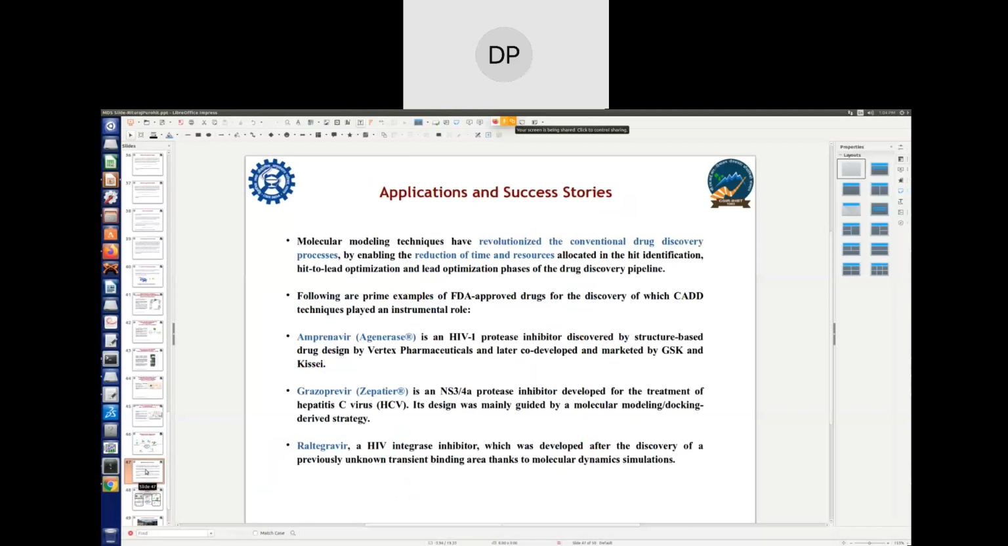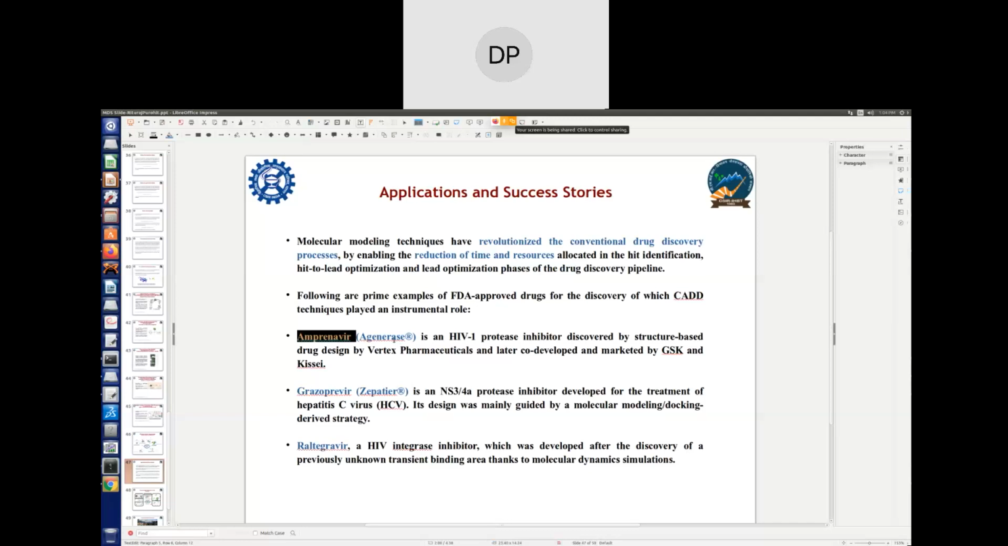So as you saw, we are implementing this molecular dynamics simulation. It is not a new way to discover new leads successfully, because a lot of FDA approved drugs are coming from it. I mean, all the drugs are coming from rigorous molecular dynamics simulation and CADD techniques. So in this slide, you can see amprenavir, grazoprevir, raltegravir. These are HIV integrase inhibitors. These particular two inhibitors, like amprenavir and raltegravir, basically came into the light after MD simulation.